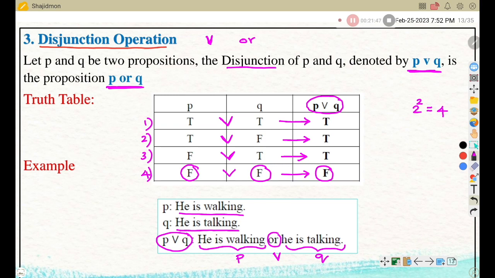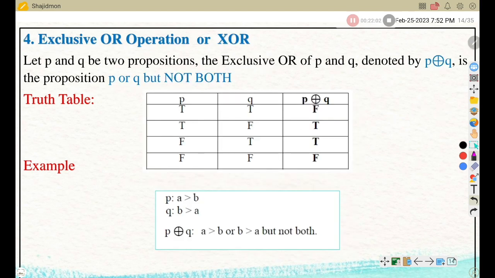So those two statements using the disjunction operation, how do we write them in one? He is walking or he is talking, like that. Okay, hope you understood the meaning of the disjunction operation. Now let me go to the next one, the exclusive or, XOR operation.